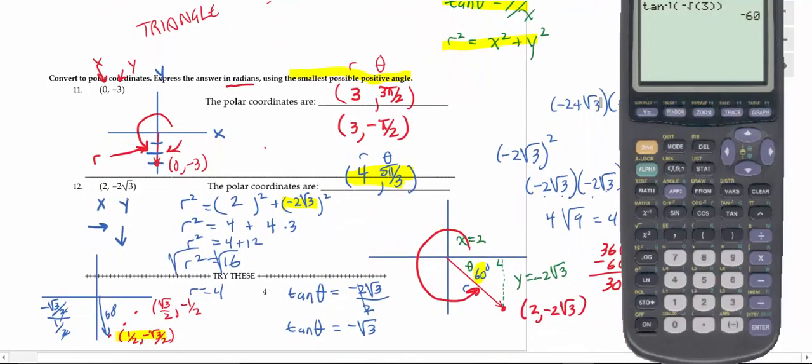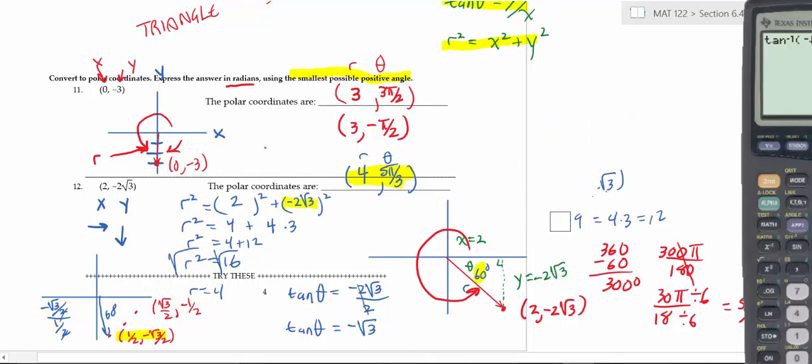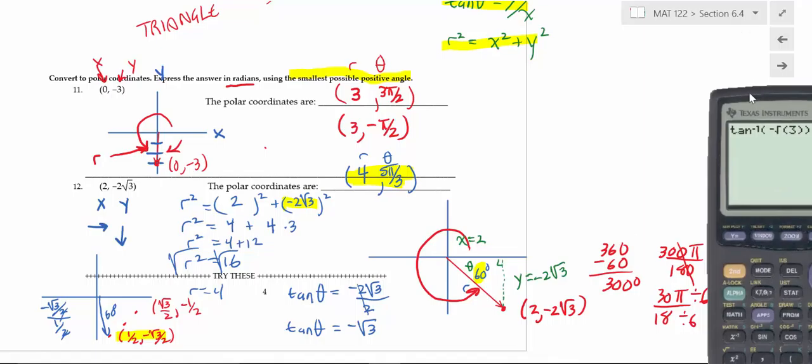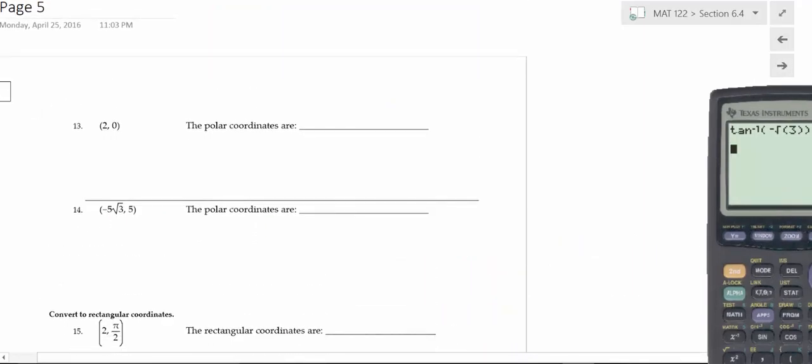Okay, so those are 2 good examples of how you would work out changing rectangular coordinates to polar coordinates. All right, so I'm going to go to the next page, and I'm going to go ahead and have you work out the next 2. So I'll let you try these, change these to polar coordinates, okay?